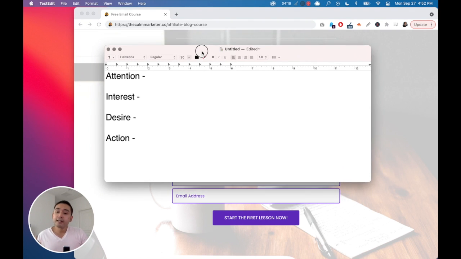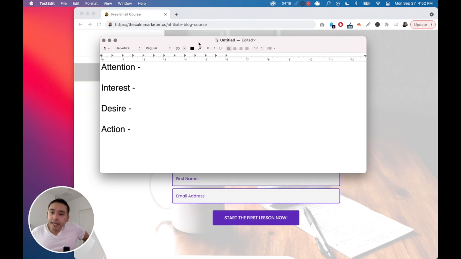So the AIDA model. It's 4 parts. A stands for attention. I stands for interest. D stands for desire, and A stands for action. So attention, and it goes from top to bottom, all right? So it goes from left to right.